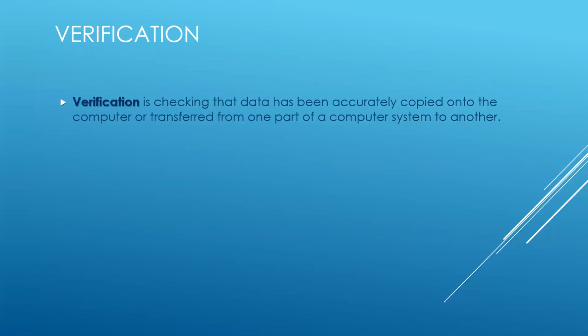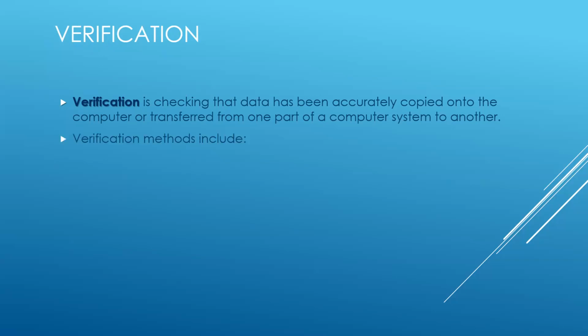Now we are done with validation. Now we are moving on to verification. What is verification and how do we perform this? First thing is, verification is checking the data has been accurately copied onto the computer or transferred from one part of a computer system to another one. This is the definition that you need to know for verification.